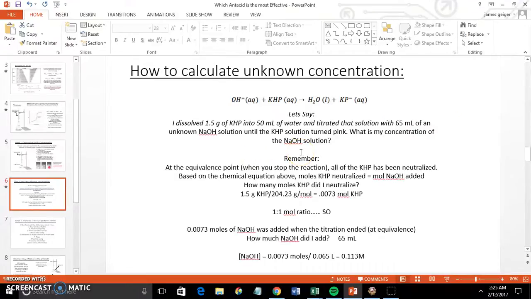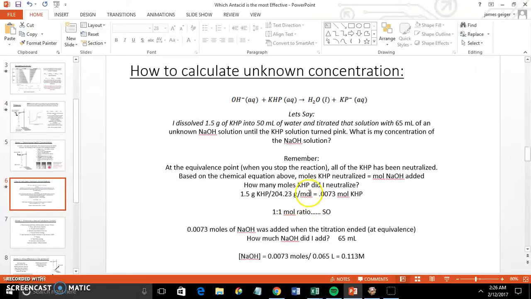What's my concentration? Alright, so remember, at the equivalence point, right when we stop the reaction, all the KHP has been neutralized. And based on this 1-to-1 mole ratio right here, the chemical equation, my moles neutralized of KHP is equal to the moles of NaOH that I added. So how many moles of KHP did I neutralize? Well, I had 1.5 grams.